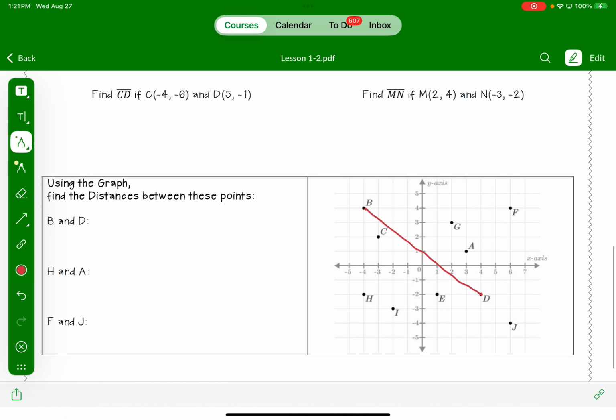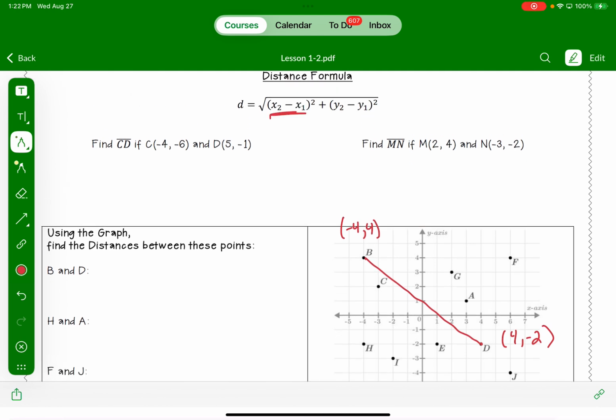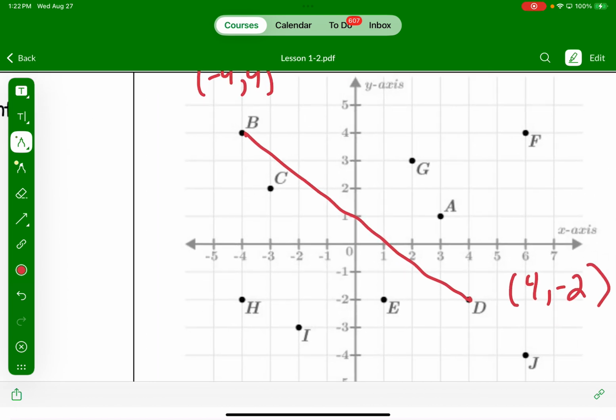Now, we could get the ordered pairs here. B is -4, 4, and D is 4, -2. And we could do the exact same thing we just did. We could put them in the distance formula, and we will get the correct answer, as long as we put it in correctly. But I want to talk about what the distance formula is actually doing. Okay, let's take a look at the x values. X values go which way on a graph? They go horizontal, left and right, right?